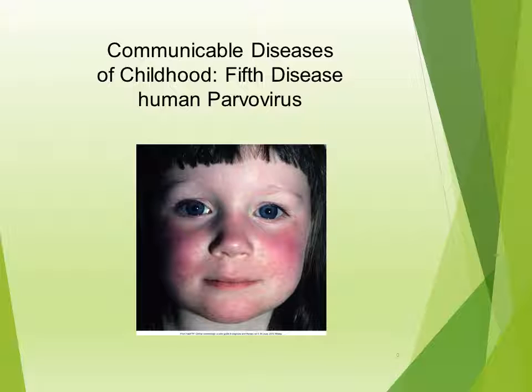Another communicable disease of childhood is fifth disease. It's caused by the human parvovirus. It's common in school-aged children. The incubation period can be up to 2 weeks. It's not necessary to isolate the child unless this child is hospitalized. Children with hemolytic diseases are at risk for aplastic anemia from parvovirus.